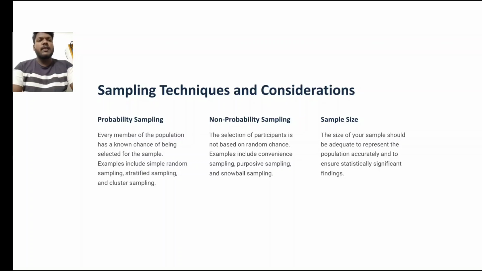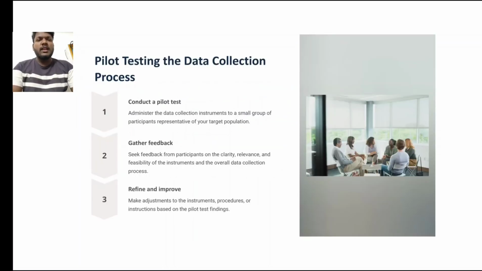And next is sample size. The size of your sample should be adequate to represent the population accurately and ensure statistically significant findings. And next is pilot testing and data collection process. First is conduct a pilot test. Administer your data collection instrument to a small group of participants representative of your target population. And second is gather feedback.